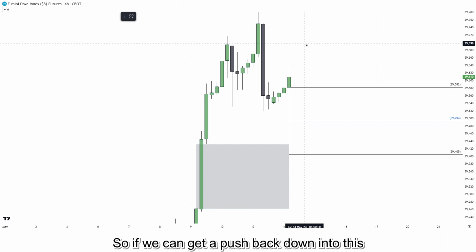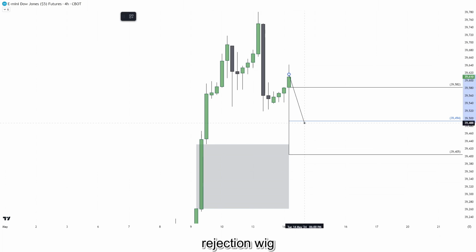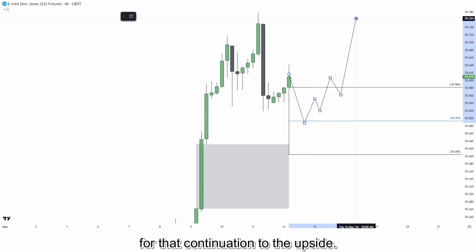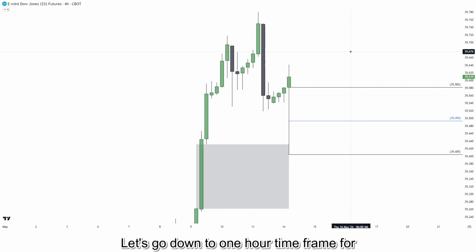So if we can get a push back down into this rejection wick for that continuation to the upside. Let's go down to 1-hour time frame for some more information.